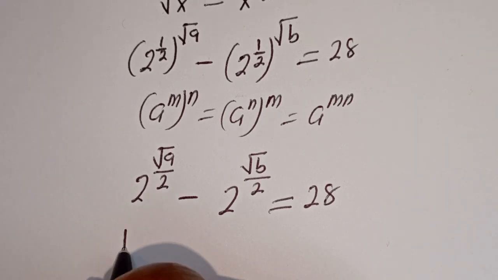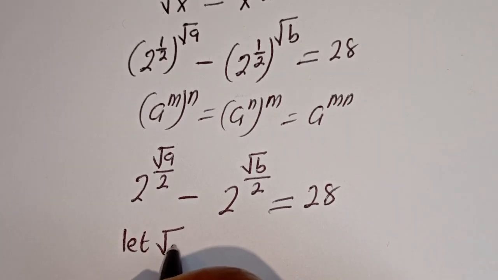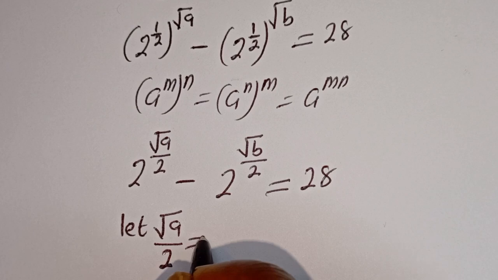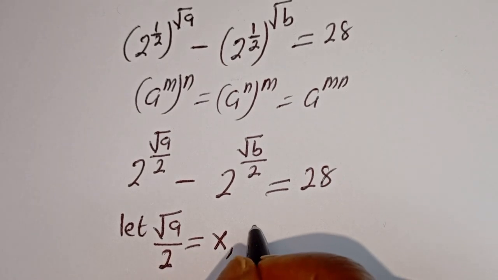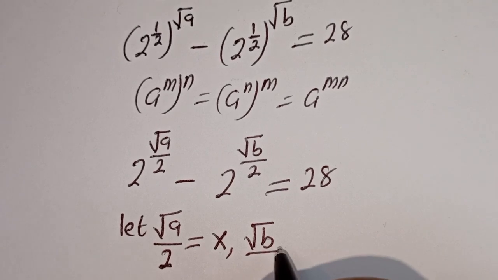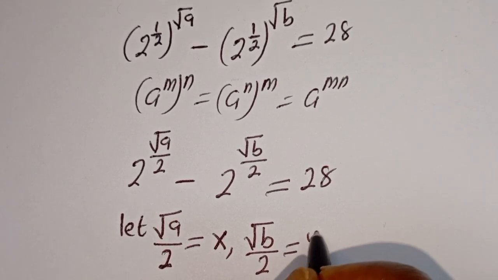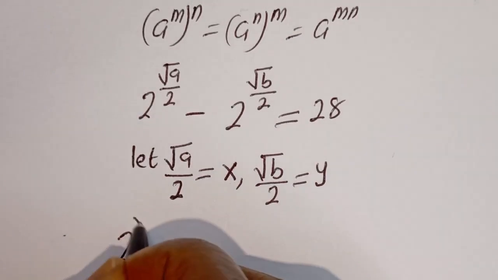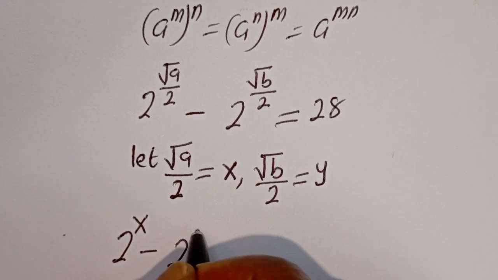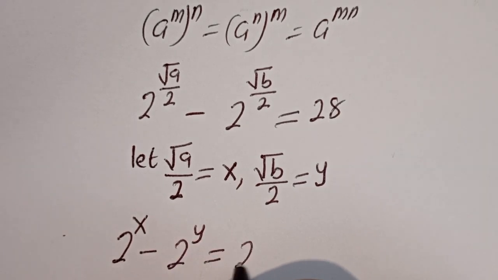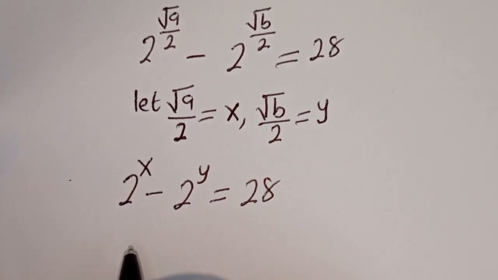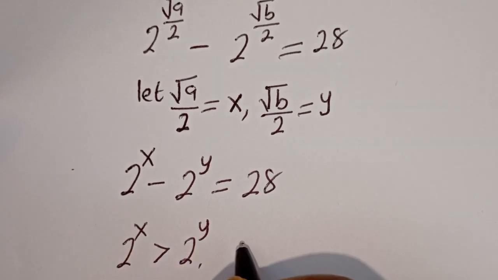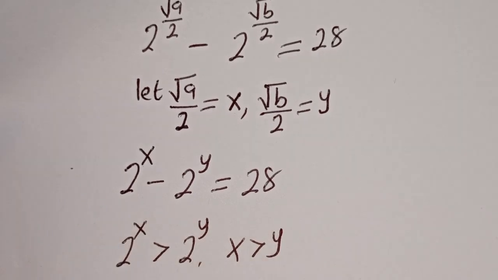Then from here, we let square root of a divided by 2 is equal to x, and then square root of b divided by 2 is equal to y. This equation can be written as 2 to the power of x minus 2 to the power of y is equal to 28. Now, if you look at this, you can see that 2 to the power of x is greater than 2 to the power of y. Therefore, x is greater than y.